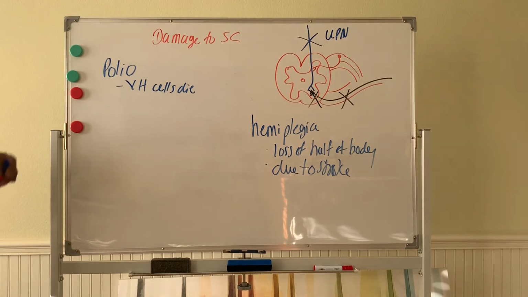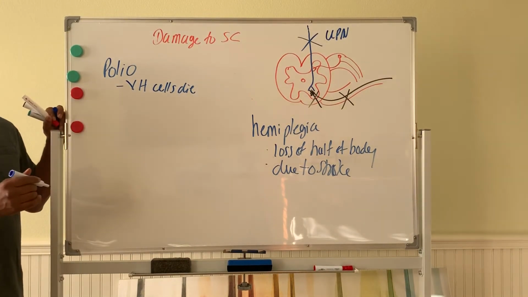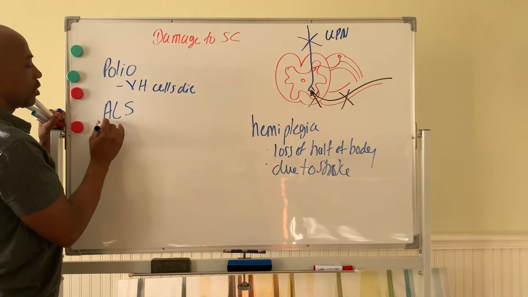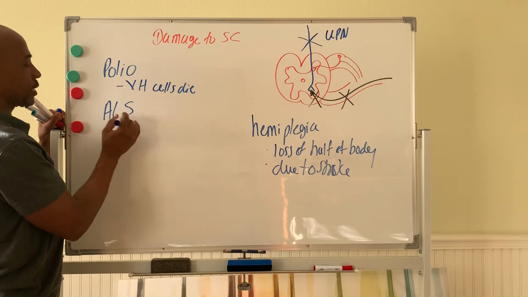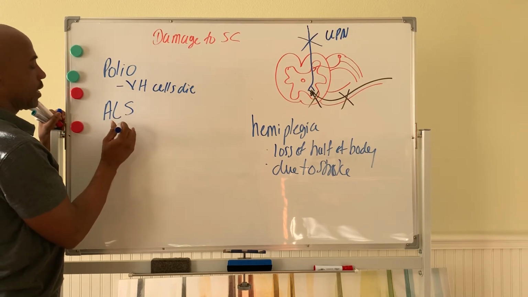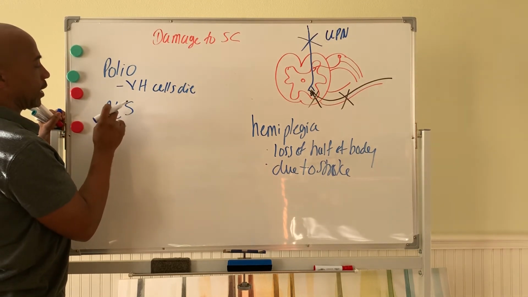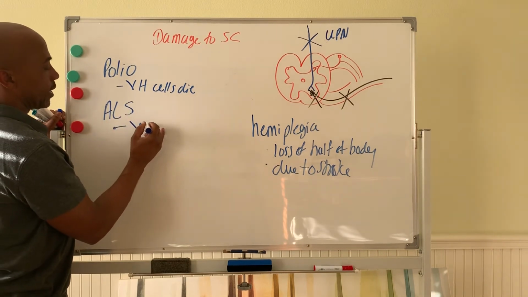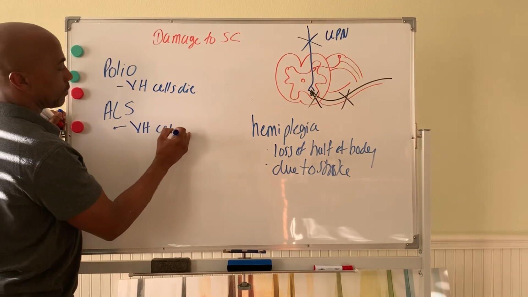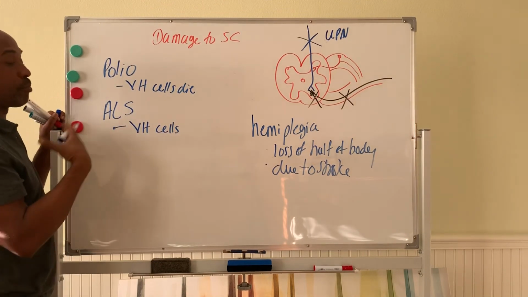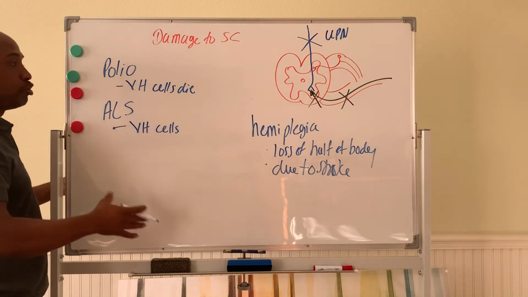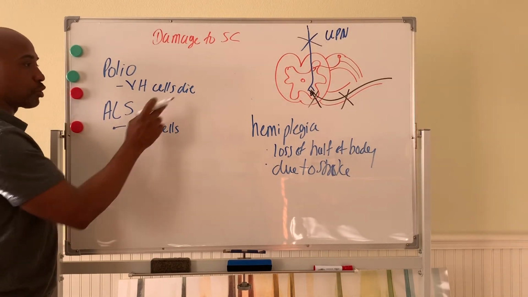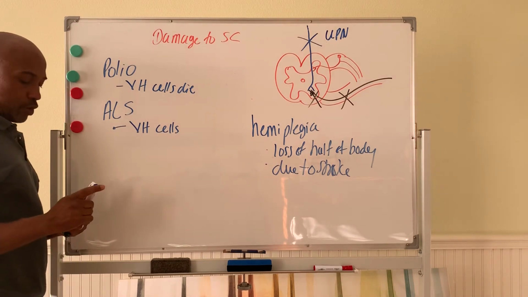And similarly as well for ALS, Lou Gehrig's disease, which stands for amyotrophic lateral sclerosis. This one here is also due to the virus or the infectant targeting the ventral horn cells. So again, you lose muscles for breathing. You can't breathe, can't move. Progressively, you lose those functions because you're damaging those motor neurons in the ventral horn. Okay, that's it for spinal cord.